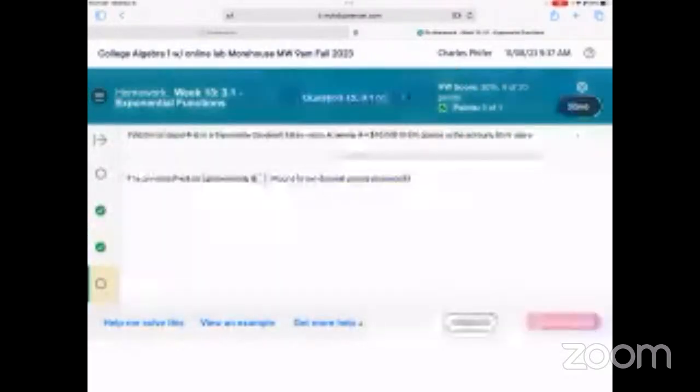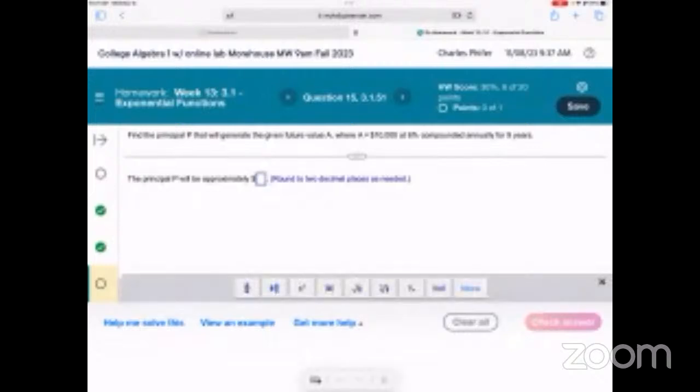Find the principal that would generate this future value compounded annually for 9 years. Okay, let me take my notes here. Get down. Wait. No, get down. We're about to go out. Give me like 5 minutes. All right. So let me take my notes here. A equals P, compounded annually. So P times (1 plus r over n) to the power of n times t. Okay.